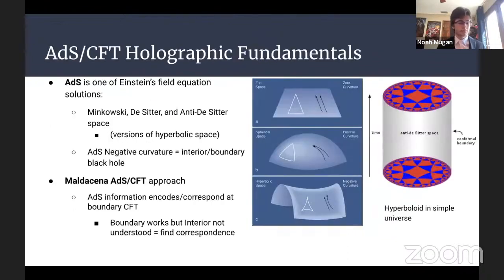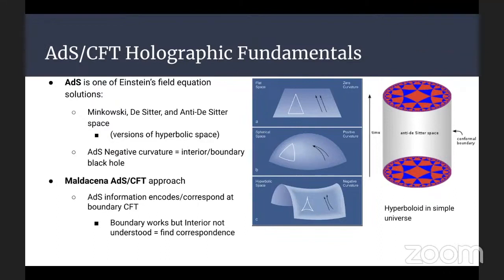Okay, so for AdS/CFT, one of the reasons why we use this framework is that we're trying to combine quantum circuit complexity with black holes. And before we get into that, we have to understand what AdS and CFT are. Basically, AdS is one of Einstein's field equation solutions, or one of the GR descriptions of space in our universe. In the blue diagram here, the first part is Minkowski space, which has zero curvature, and then the second part is de Sitter space, which is a positive curvature space. And then the last is the AdS that we're using for this framework, which is anti-de Sitter space.